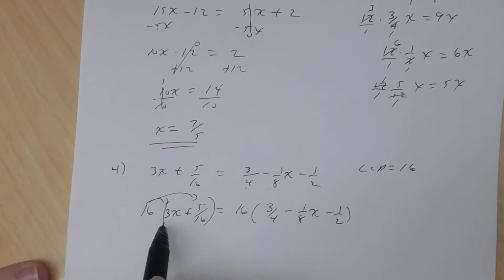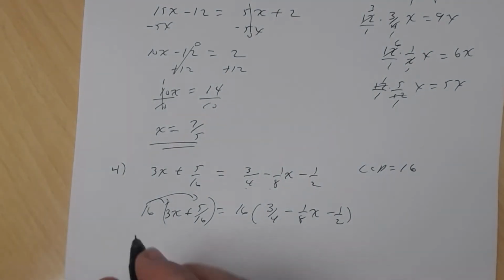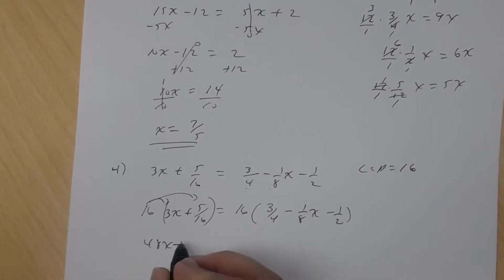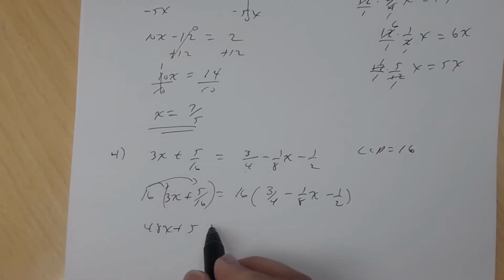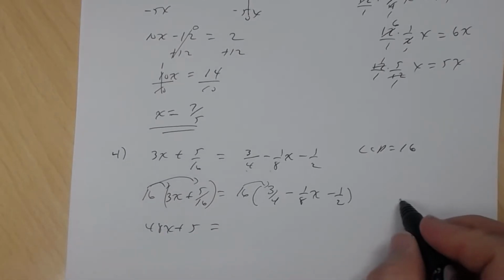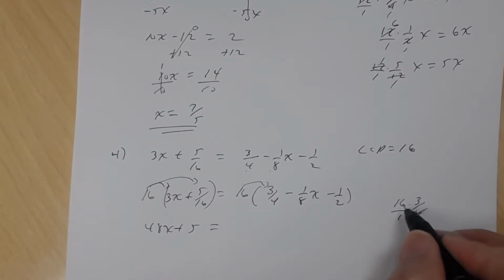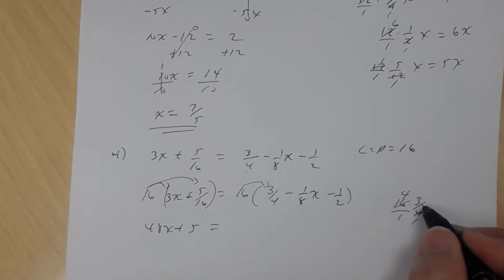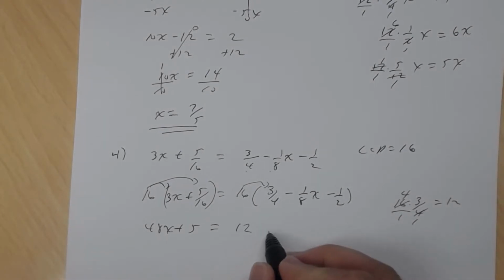Okay, so 16 times 3 is going to be, what's that, 48? So I get 48x plus, and then 16 times 5/16, so that's going to be 5. Equal, so notice I clear the fractions. 16 times 3/4, if you need to rewrite that and work it out, that's fine. 4 into 4 is 1, 4 into 16 is 4, 4 times 3 is 12.